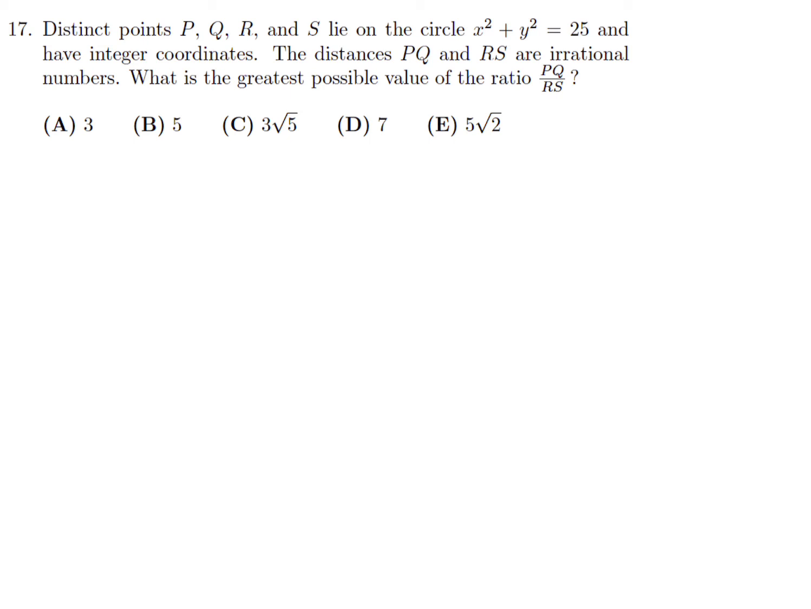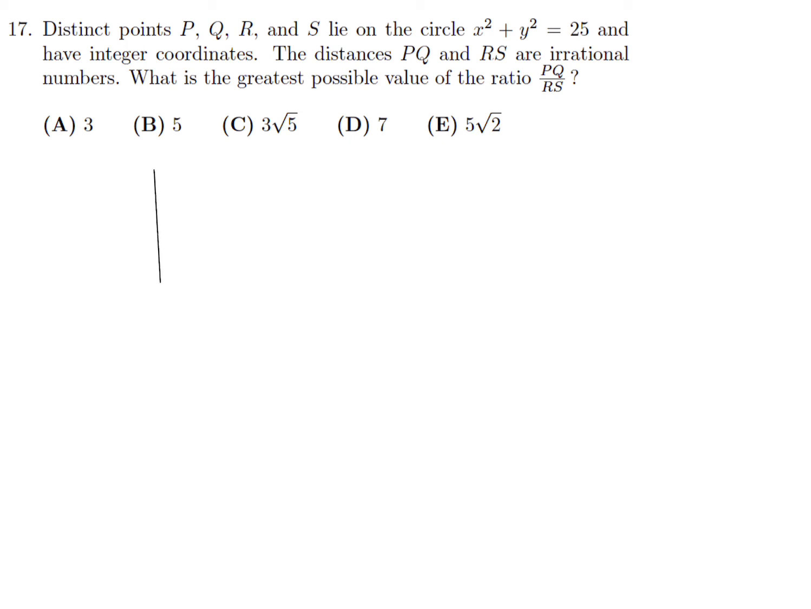Distinct points P, Q, R, S lie on the circle x squared plus y squared is 25 and have integer coordinates. The distances PQ and RS are irrational numbers. What is the greatest possible value of the ratio PQ over RS?